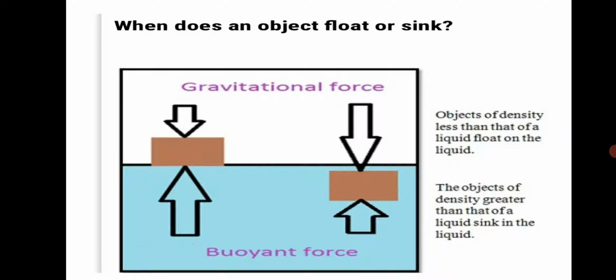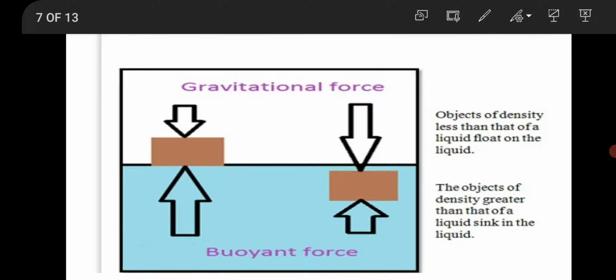Now, when does an object float or sink? एक कोई भी object है, you have observed when you put a cork on the water, it will float. But when you put a wooden piece on water, it will sink. So, why does an object float or sink? The answer is given by Archimedes principle. According to this, there are two forces acting. One is gravitational force, another one is buoyant force.